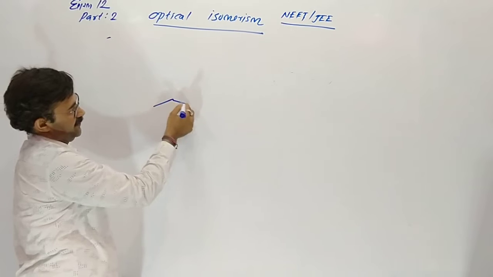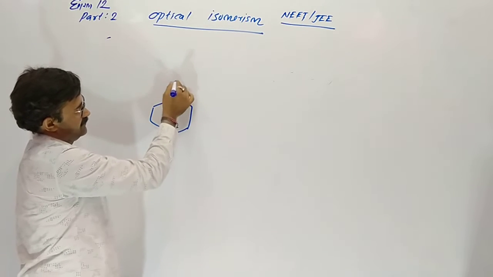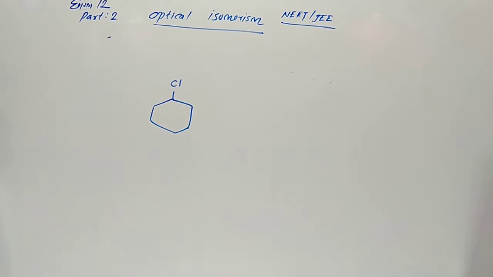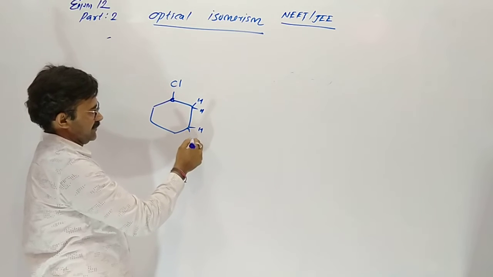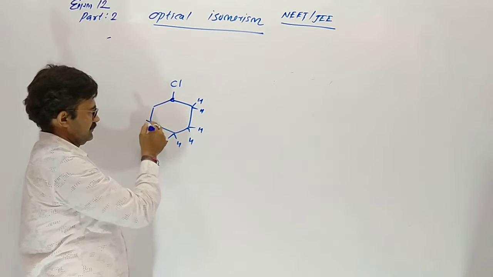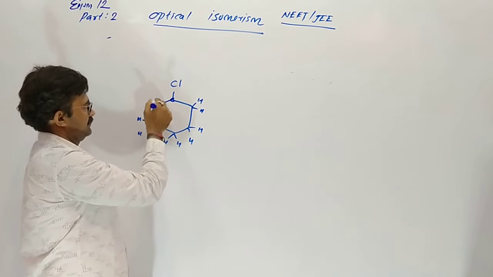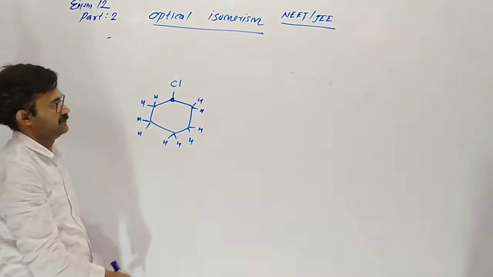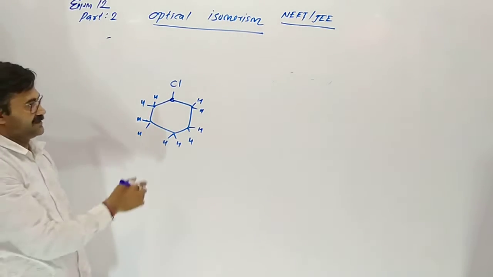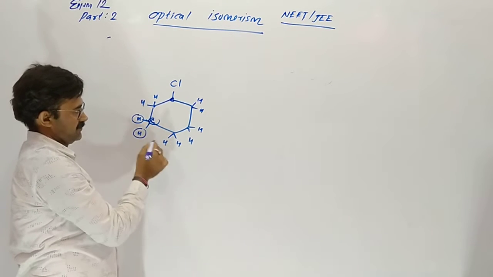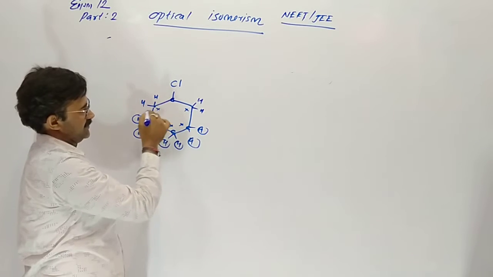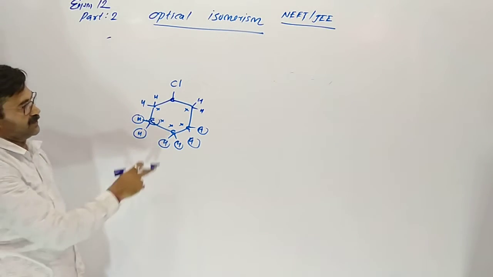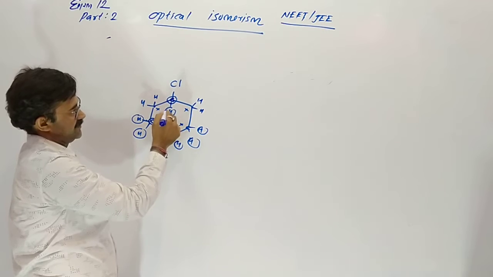What about chlorocyclohexane? Find out how many chiral carbons are there. This carbon is chiral? No. Why? Two hydrogens are the same. This one is not chiral. So what about this? Here is HCl.